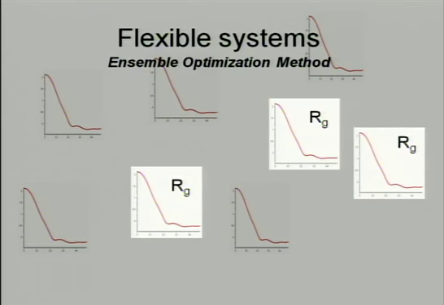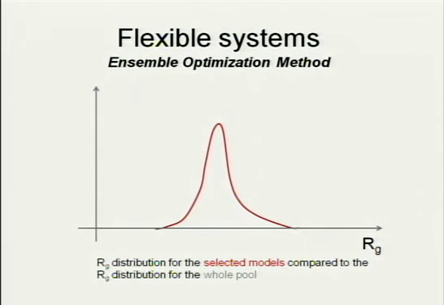What we can do there is calculate the theoretical radius of gyration from each of these curves, and then plot the distribution of how the radius of gyration changes and compare it to the distribution of the radius of gyration of the overall pool of 10,000 models. So here in gray I have the Rg distribution of the overall pool that shows how different the models can be theoretically, and in red I have the distribution for the selected models. How broad or how narrow this peak is gives a clear description of how flexible our protein of interest is.